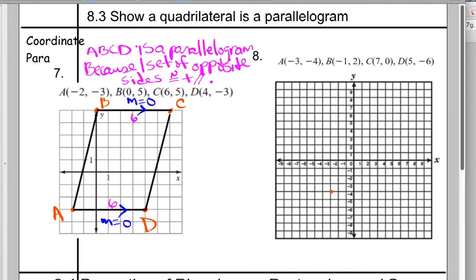Now going over to the next one, A is at -3, -4. So plotting, and there's A. B is at -1, 2. C is at 7, 0. And D is at 5, -6.